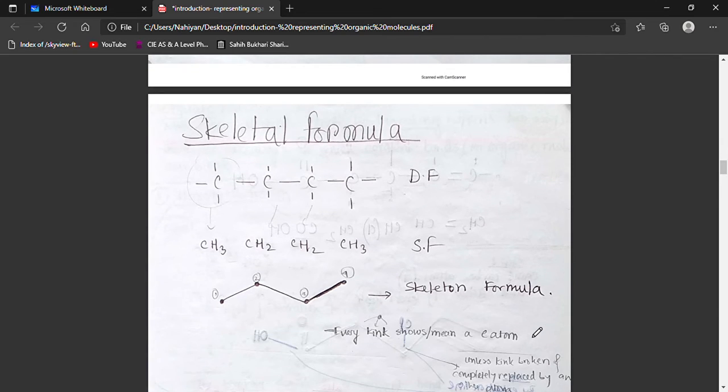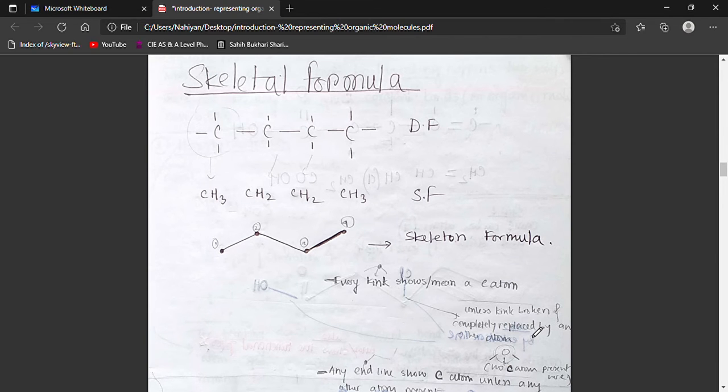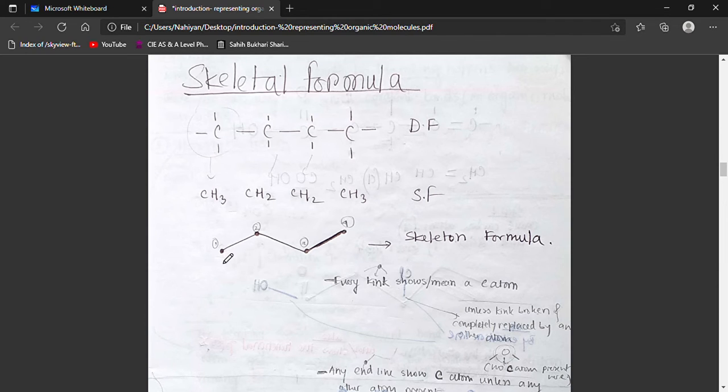Now moving on to the skeletal formula. What we talked about is that every starting point, every ending, and every kink shows a carbon atom. So can you see? Here's a kink, or here is a starting point. Every point, every corner can show a carbon atom. I will talk about exceptions later, but that's another part.